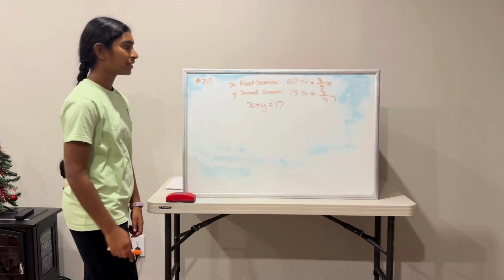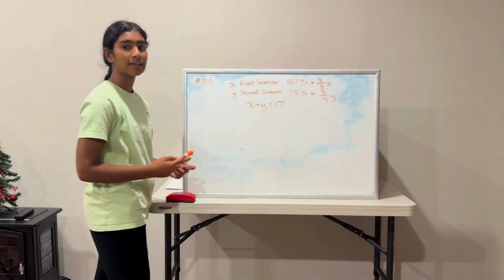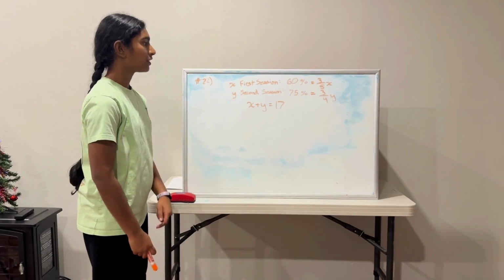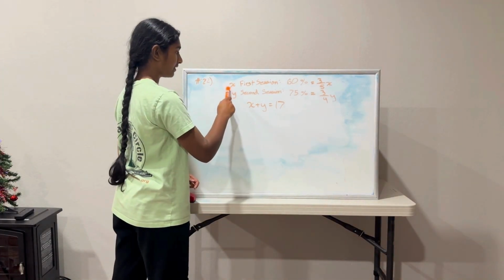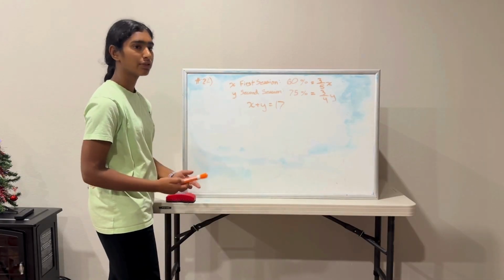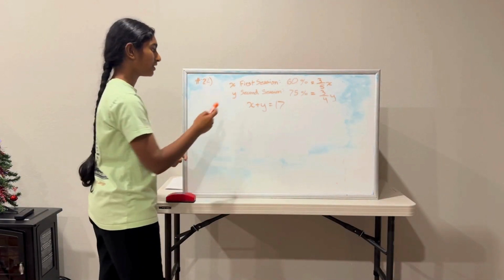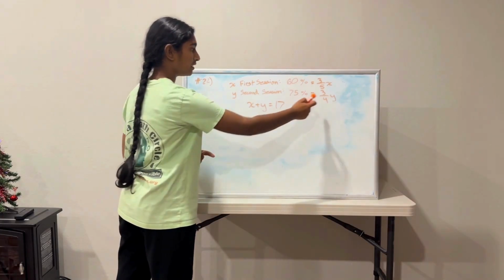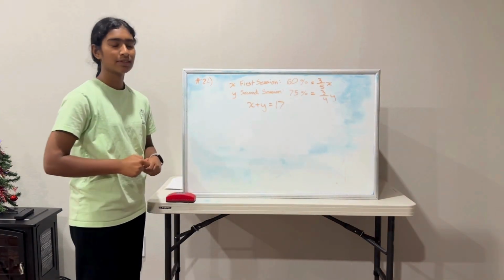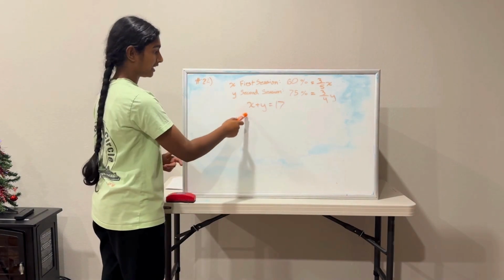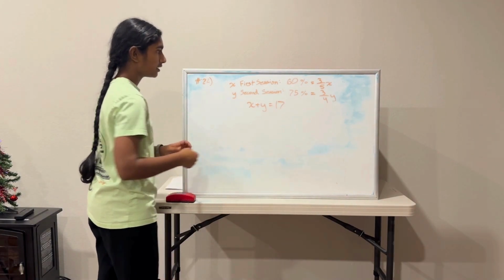So let's call the number of shots taken in the first session X and the number of shots taken in the second session Y. So that would mean that of X number of shots he took in the first session, he made 3/5 X shots. In the same way, in the second session, he made 3/4 Y shots. So the total number of shots that he took would be X plus Y, which is 17.